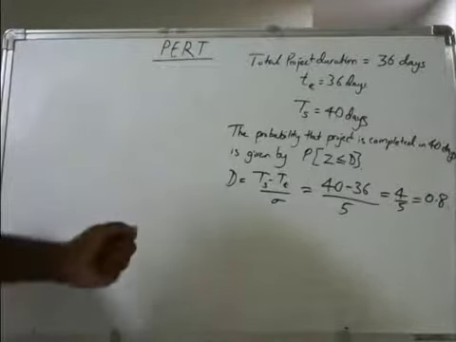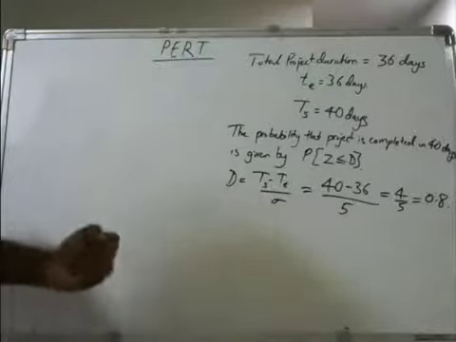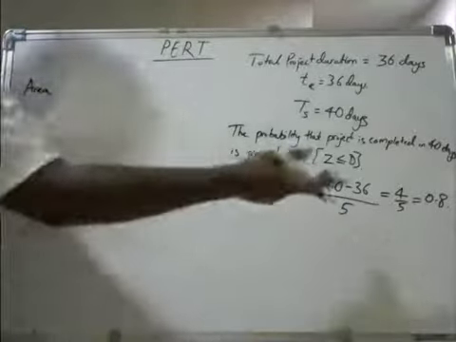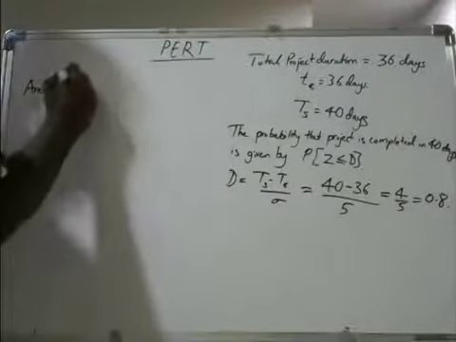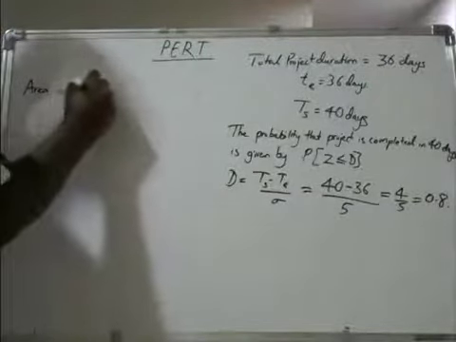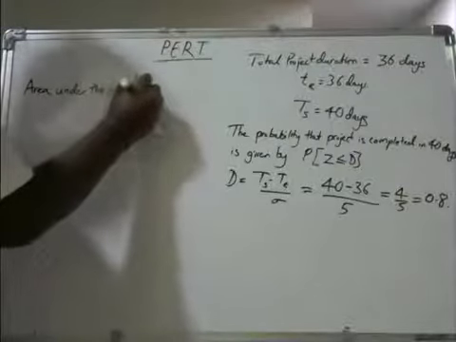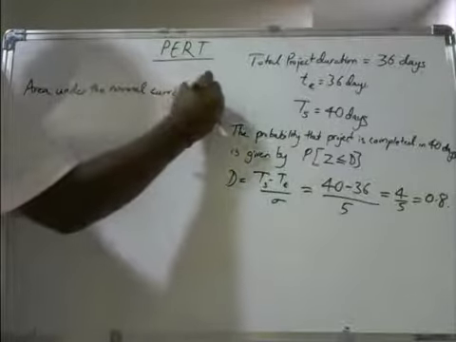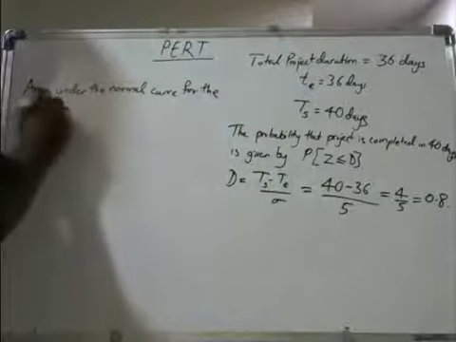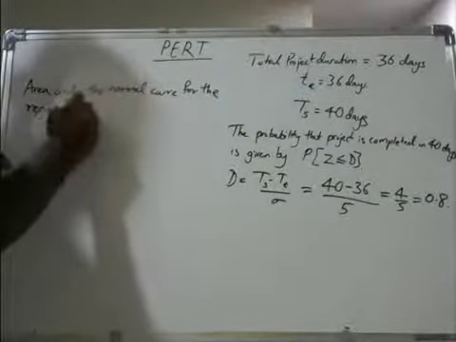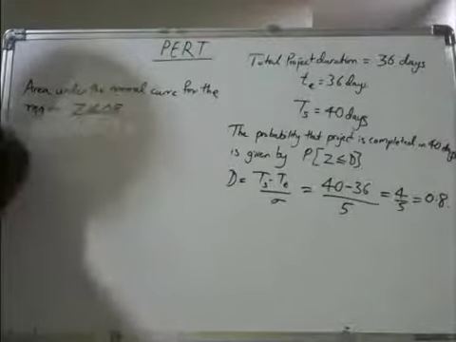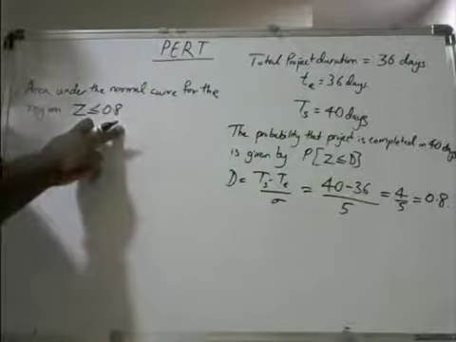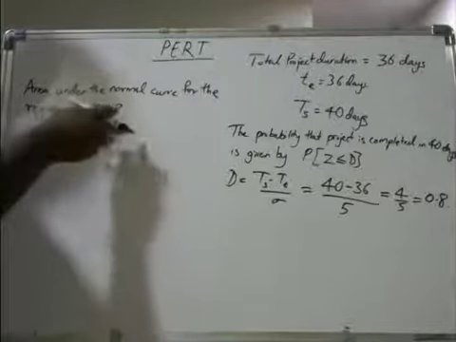Under the normal distribution curve, the normal curve area, you need to find the probability of completion of D. Now the area under the normal curve for the region Z is less than or equal to 0.8, that is Z less than or equal to D. You have to find the probability of how it is to be completed here.